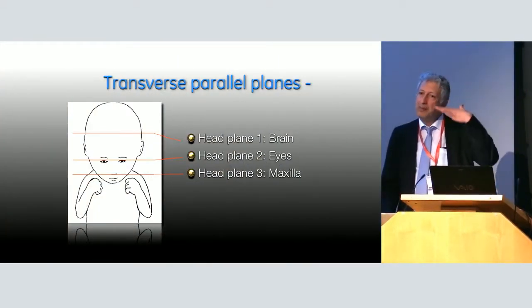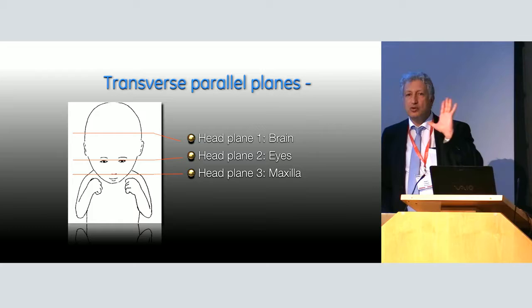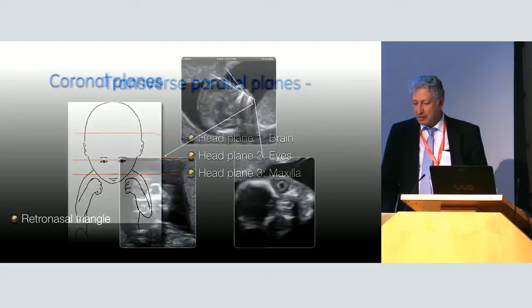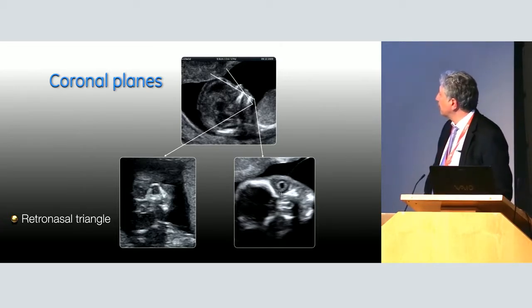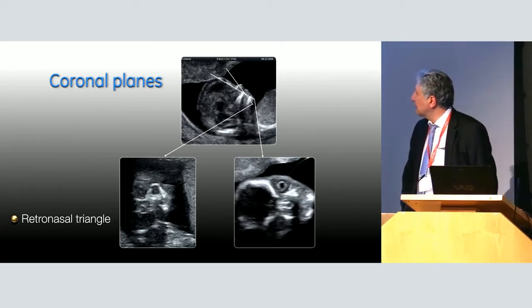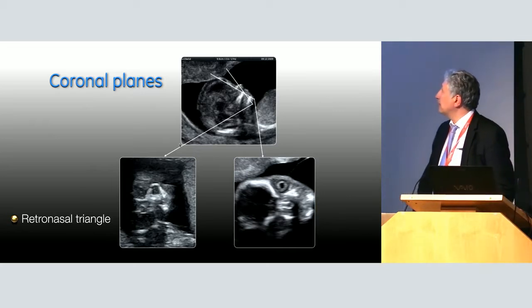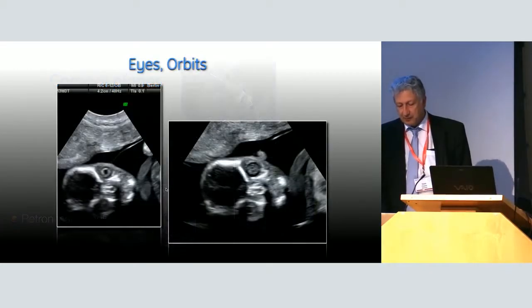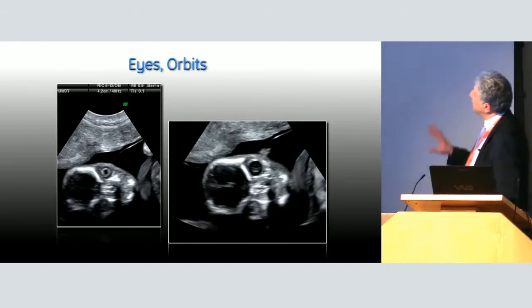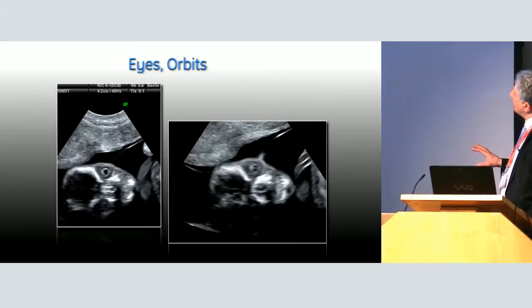This is why the parallel planes are important, but you can also go from anterior to posterior to get a kind of coronal plane or slightly oblique planes. With the coronal plane, you can see both eyes and lenses, and with the oblique plane, you can get the so-called retronasal triangle Valdo Sepulveda described, and I will discuss this slightly later. And if you look at the face like this, you can very nicely see the eyes and the orbits.